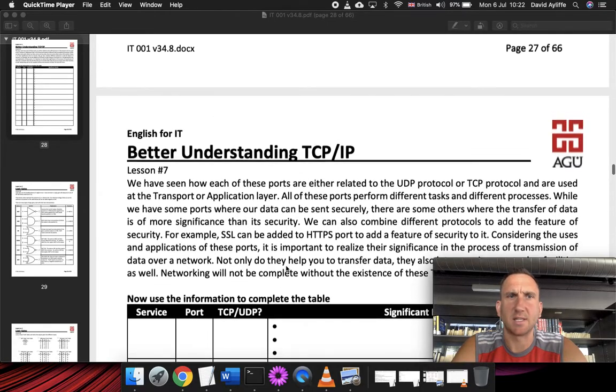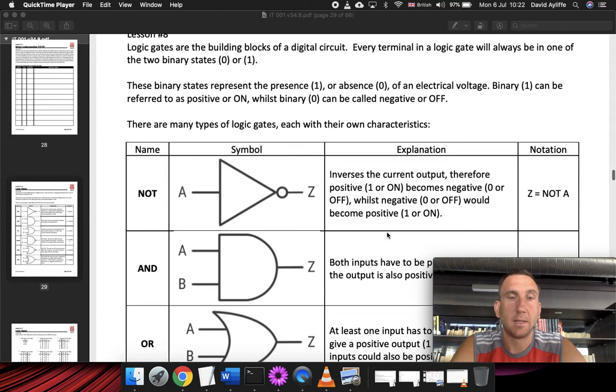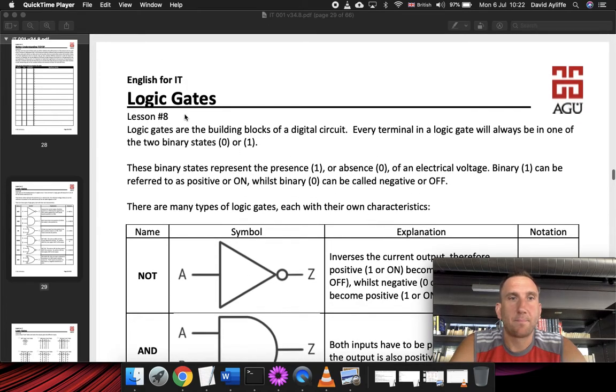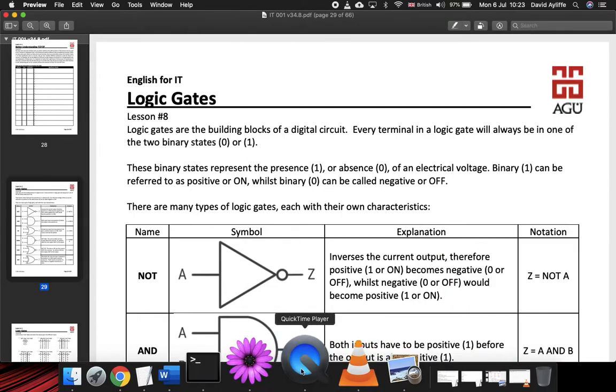So in the previous lesson, we tried to better understand TCP/IP, the Transmission Control Protocol over Internet Protocol. Today's my favourite lesson, yeah? So logic gates, this is my favourite, I like this the most. This is the best lesson I think in the course. So, let's get started.